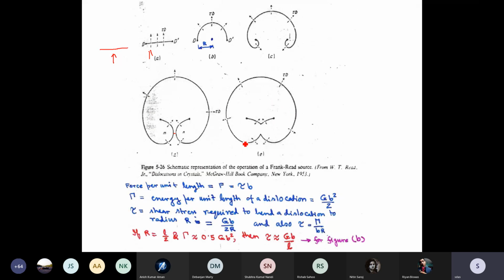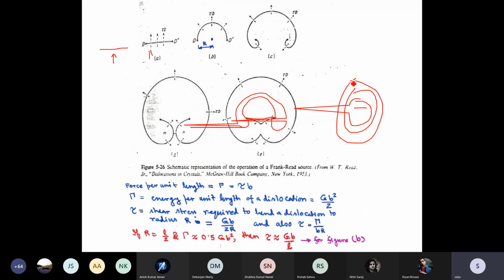Now with continuous application of shear stress, this dislocation becomes a straight line again, then it starts to form a loop again, just like this, then it will form a loop again, and so on. So ultimately what you will have is a dislocation with several loops around it, many loops. Thus from one dislocation, you generated many such dislocation loops.